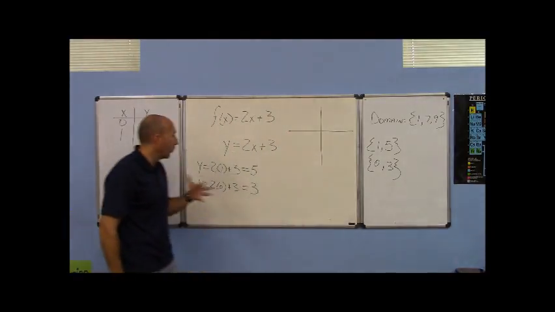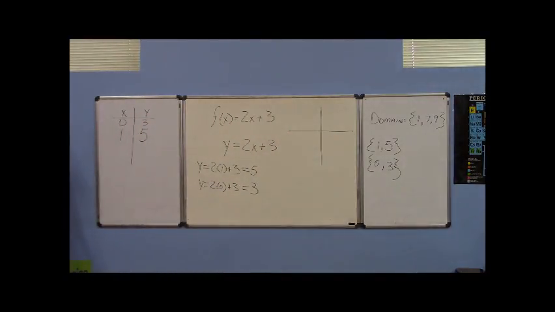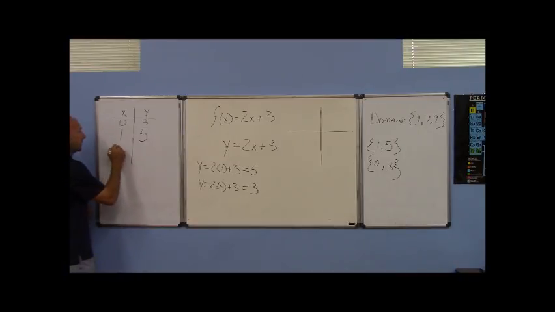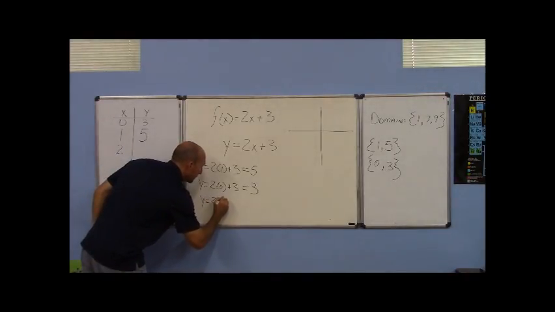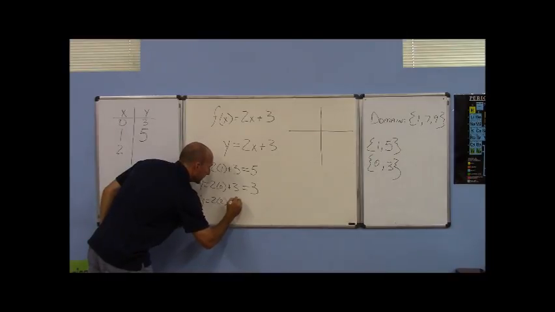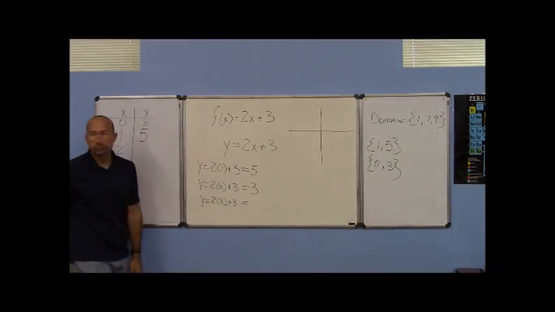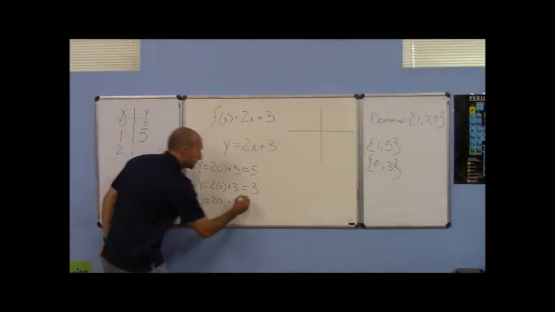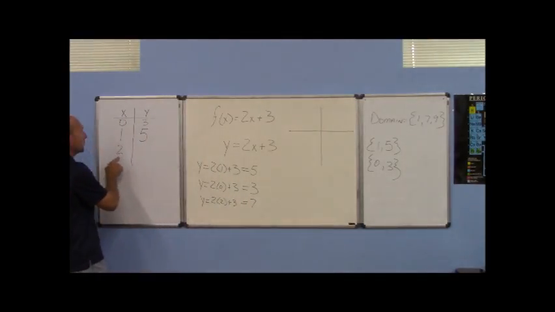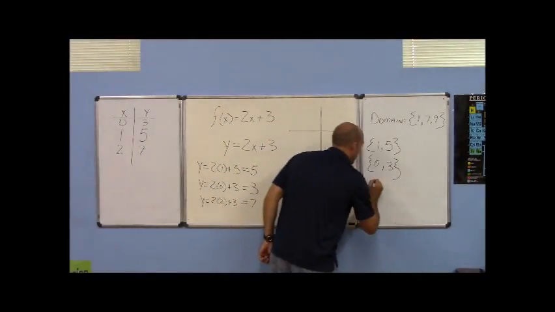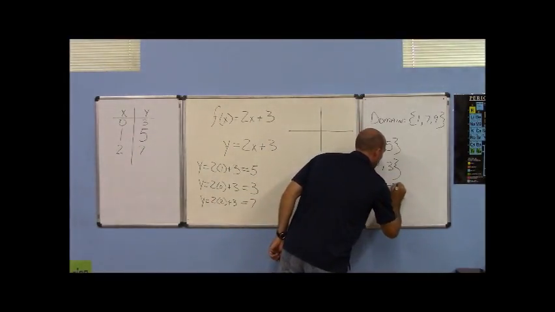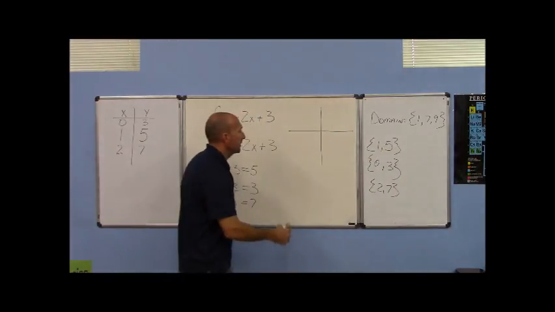All right, somebody else pick one more value for x. 2. We will do 2. So with 2 here, we have y equals 2 times 2 plus 3, which equals what? 7. All right, so when x equals 2, y equals 7, and we have our other coordinate point of 2 and 7. So let's plot these.